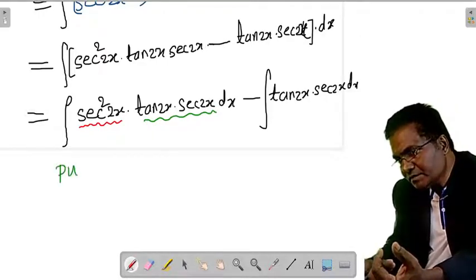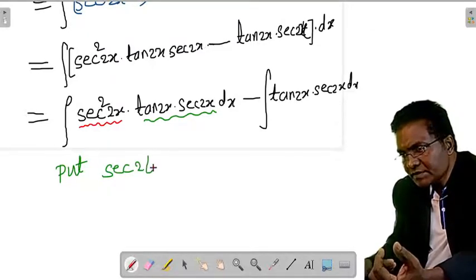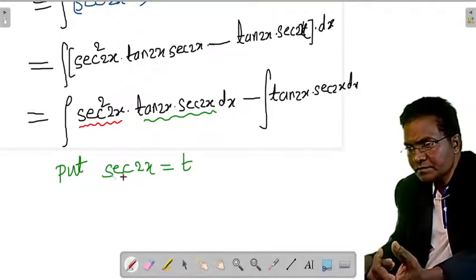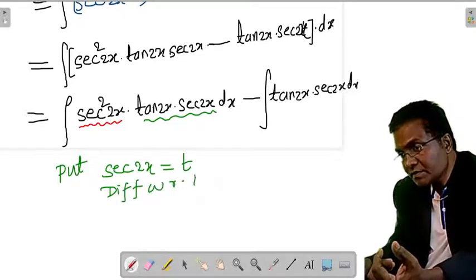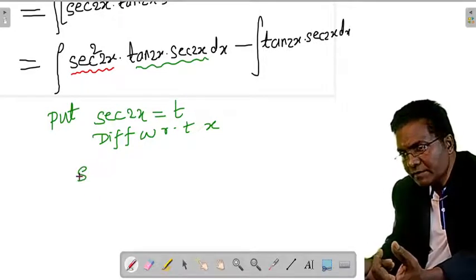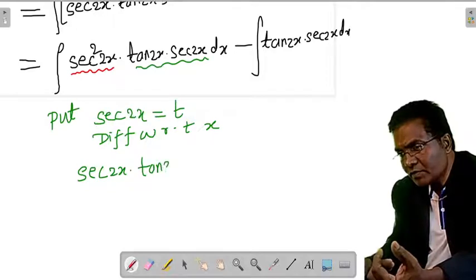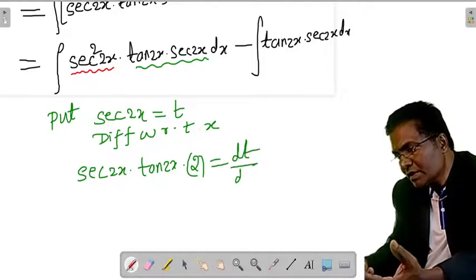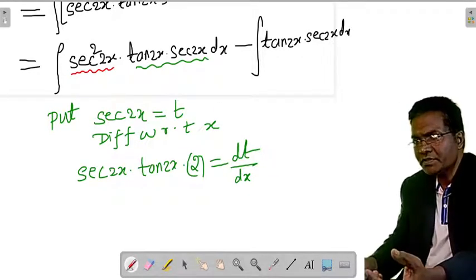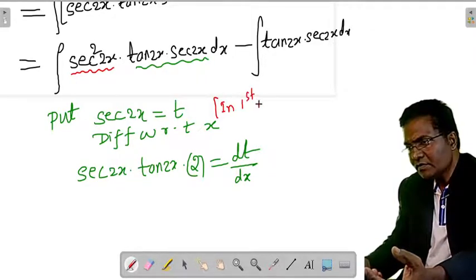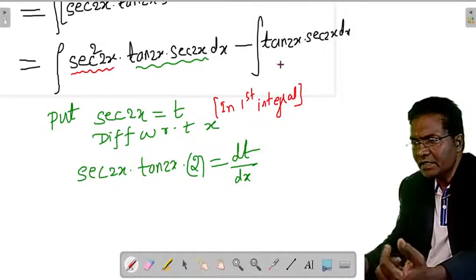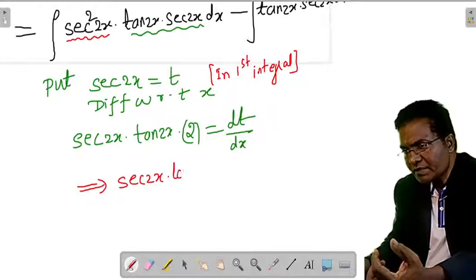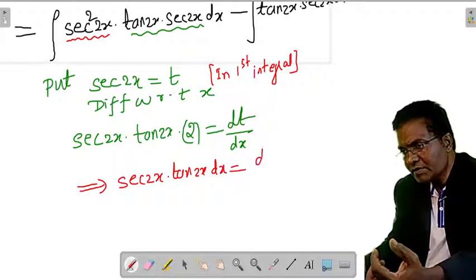So I can put in the first integral: put sec 2x equals t. And if you differentiate this, derivative of sec will be sec 2x into tan 2x. Further derivative of 2x is 2. Remember this. Equals dt by dx. This you have to put in the first integral. Second integral as it is. And this gives you sec 2x into tan 2x into dx equals dt by 2.